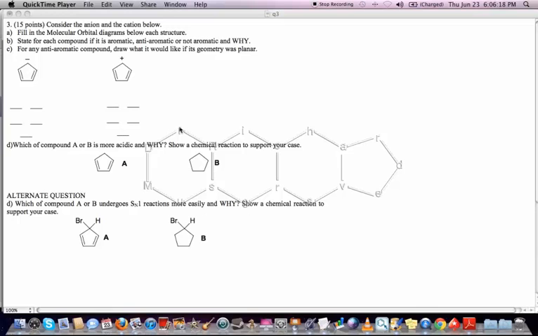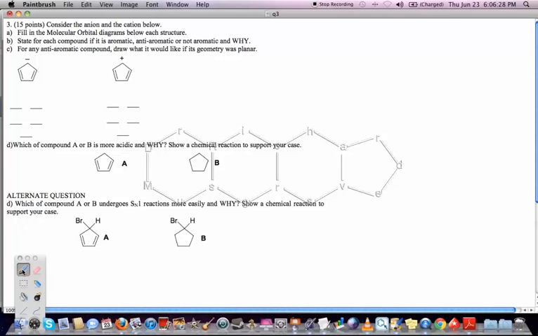Let's look at a typical exam question that relates to aromaticity. So you've got your compounds here and it says fill in the molecular orbital diagrams below each structure. Each of these has energy going upwards. So what we need to do is just count up the number of pi electrons, or electrons in the pi system, after making sure, of course, that they're either aromatic or anti-aromatic.